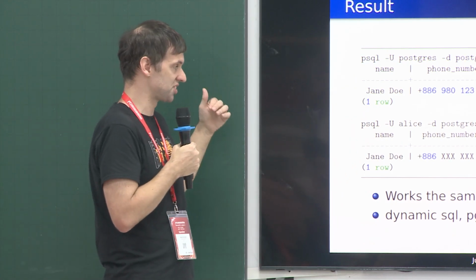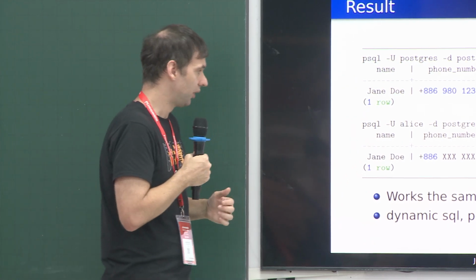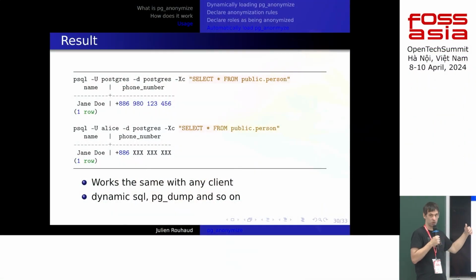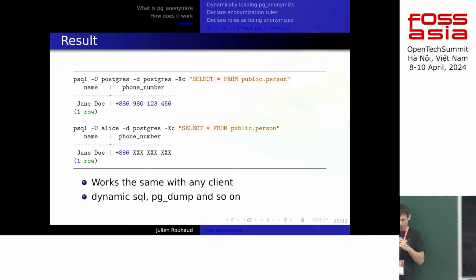So it will work with any client, any library, any tool, dynamic SQL, pg_dump. The same if Alice is calling a stored function that is actually running SQL, she will also always see the anonymized data. So that's the main goal of the extension, to be very, very safe and guarantee that the user only sees the anonymized data.